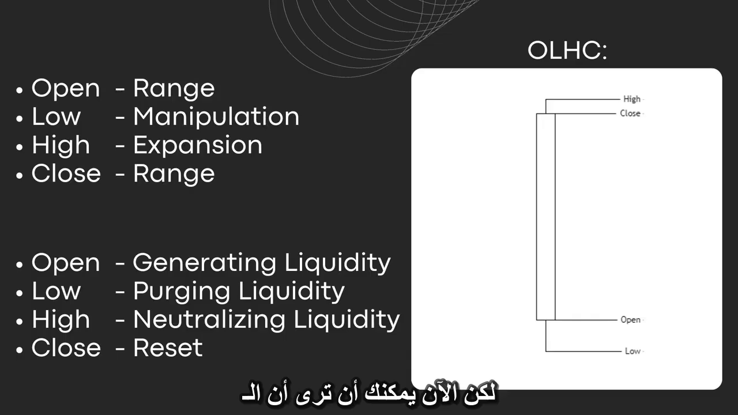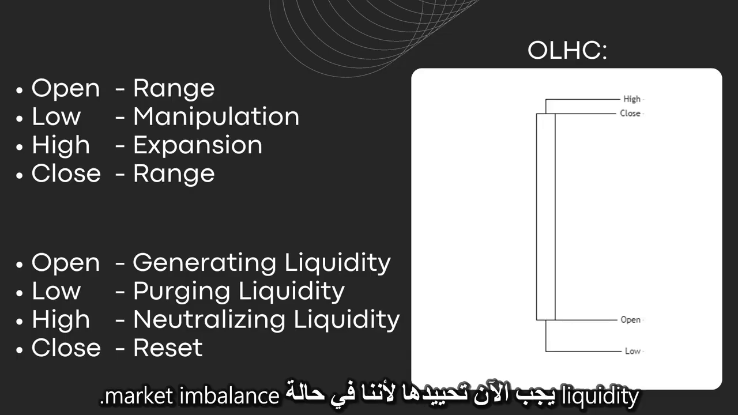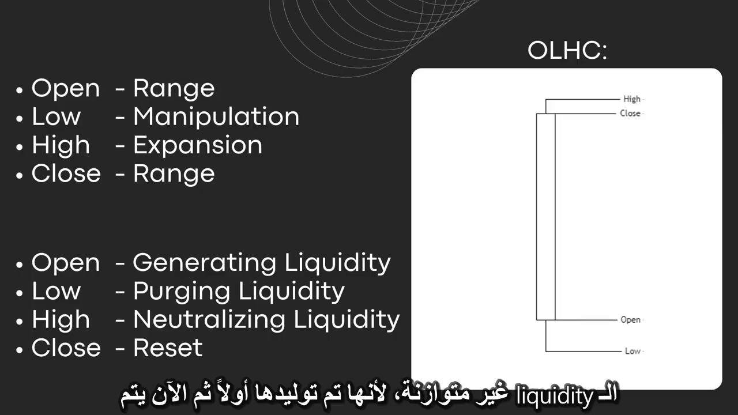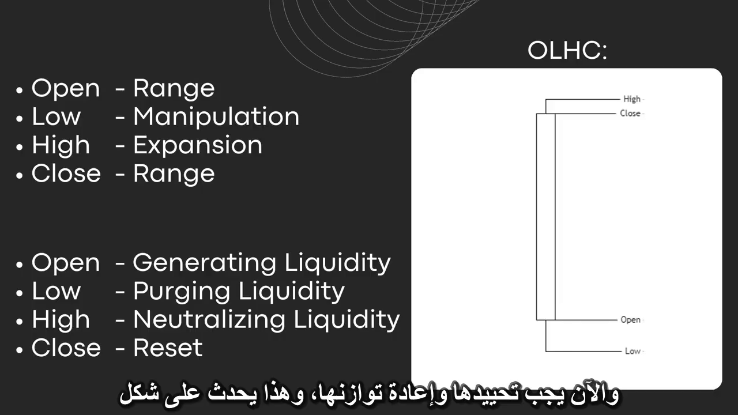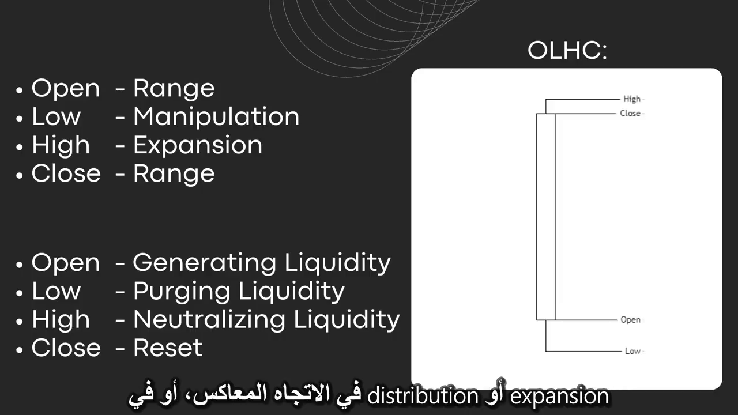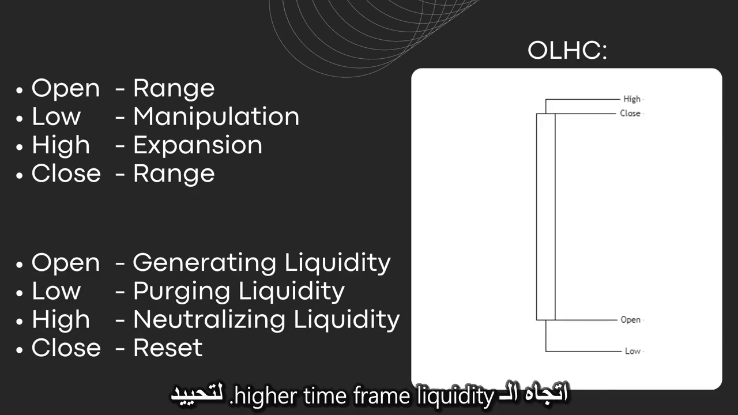But now you can see that the liquidity has to be neutralized because we are at a market imbalance. The liquidity is imbalanced, right? Because it was first generated and now it is being purged only on one side. So it is an imbalanced state of liquidity, right? And now it has to be neutralized and rebalanced, and that happens in the form of an expansion or distribution in the opposite direction, right, or in the direction of the higher time frame drawn liquidity.